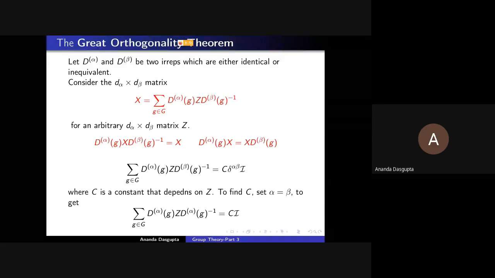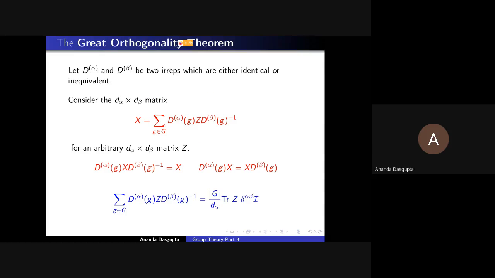The right hand side is the trace of a matrix which is a constant times the identity matrix. So what is that trace? C times d alpha. That's where the d alpha comes in. The trace of a d alpha by d alpha identity matrix is just d alpha. So what is c? c is just the number of elements in the group G times trace of Z divided by d alpha.